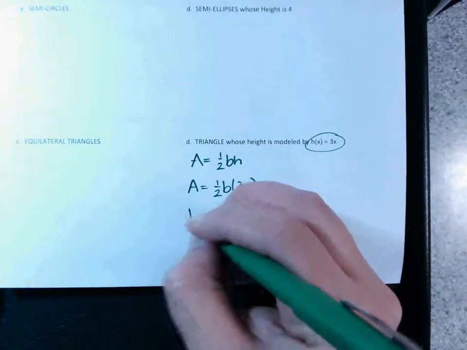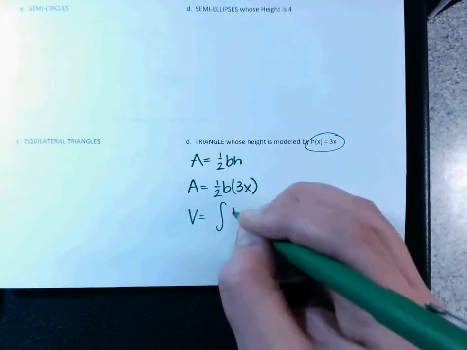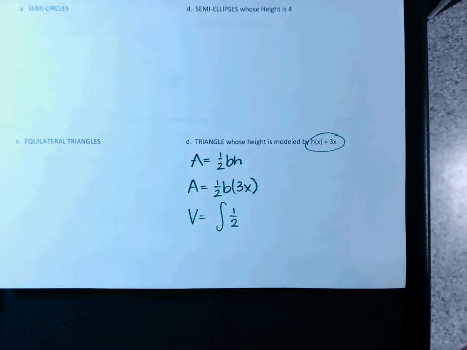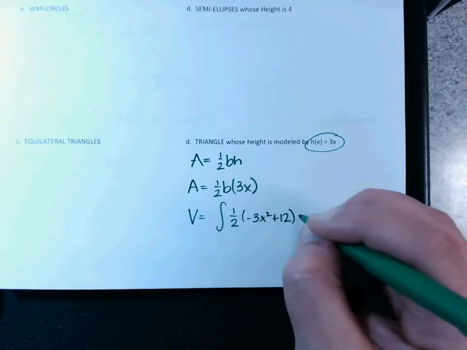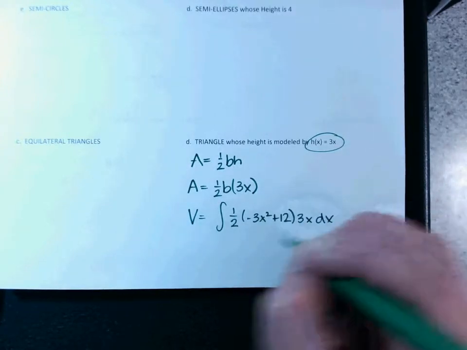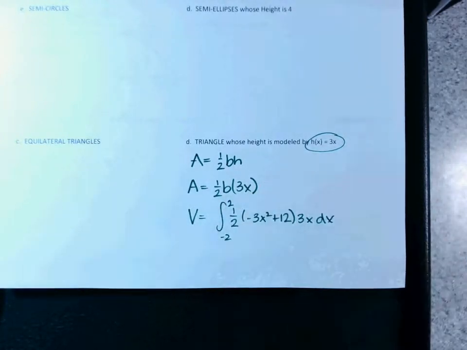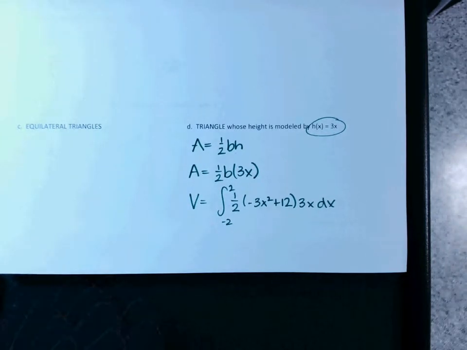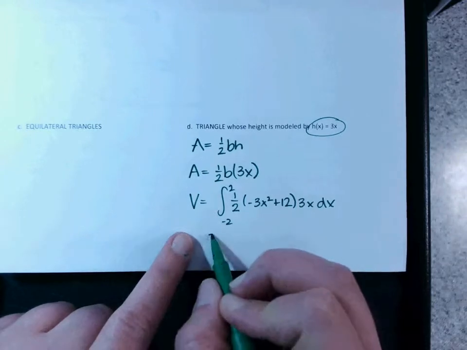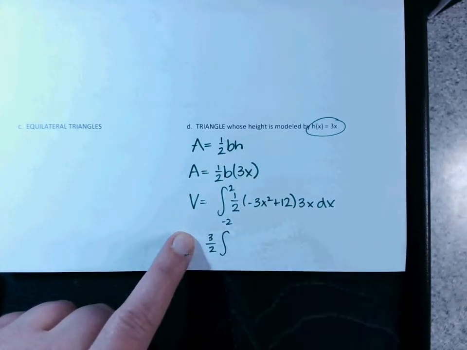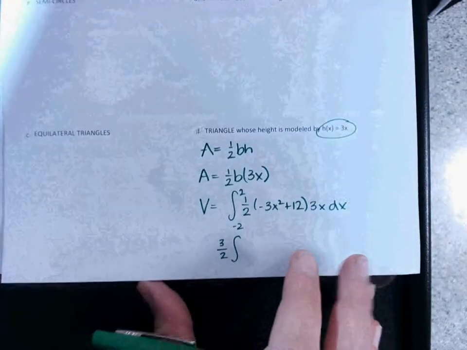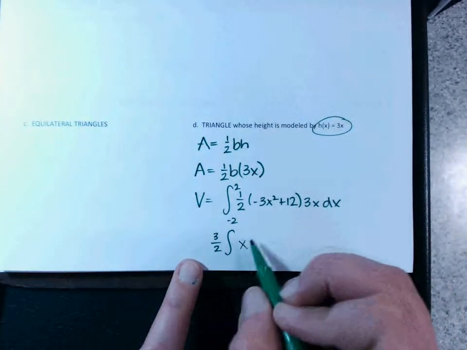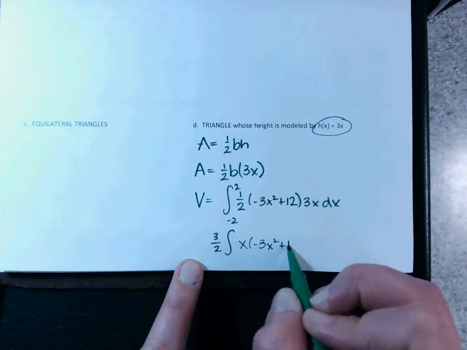So it'd be volume equals integral 1/2 times my base, negative 3x squared plus 12, and then my height is 3x dx. You could put the 1/2 in the front. You could also take the 3 out as well if you wanted to and make it a 3/2 in the front and then the integral. Well, so I'd have to leave the x on the inside, so it'd look like this if you were to do that.